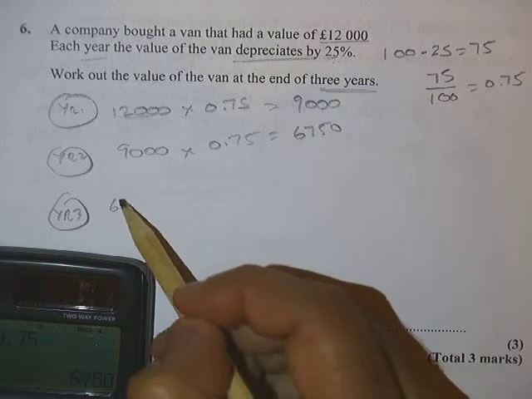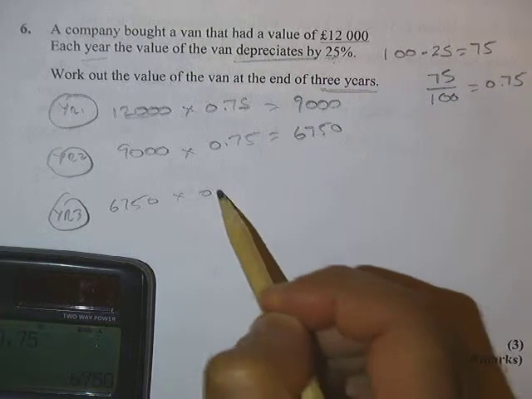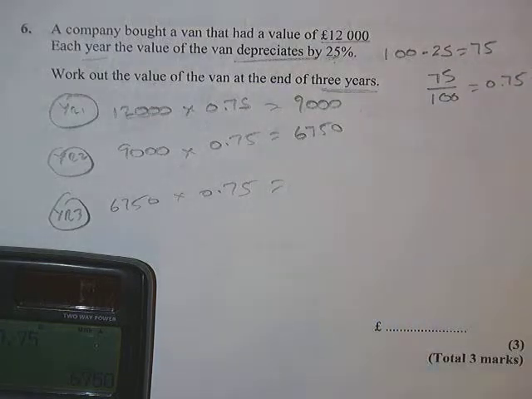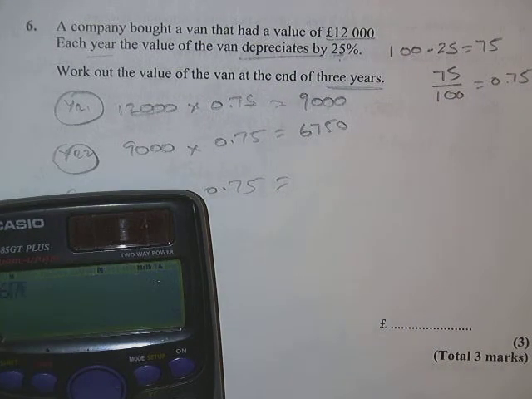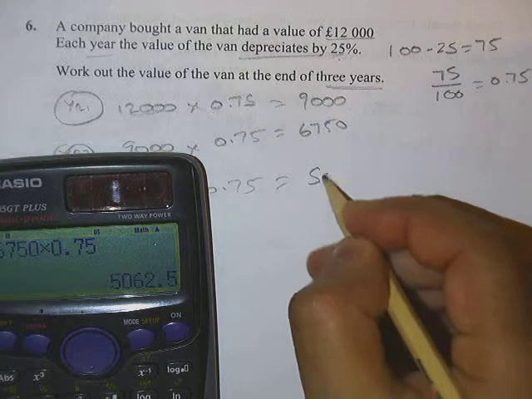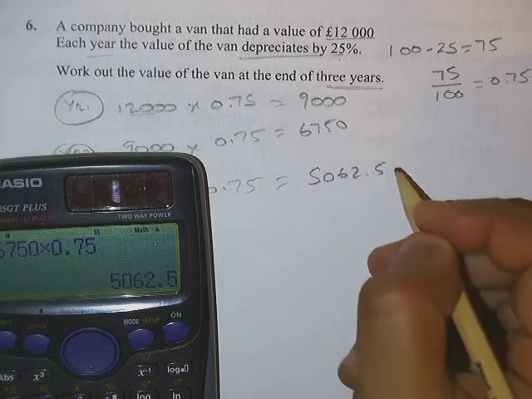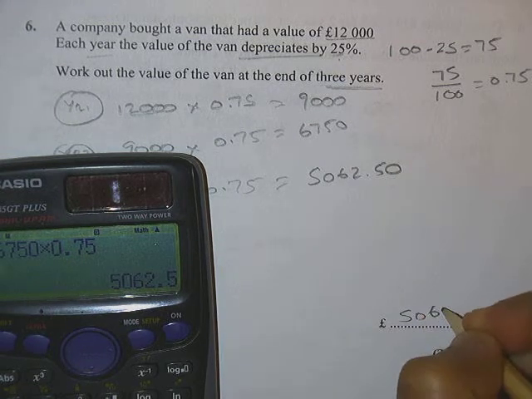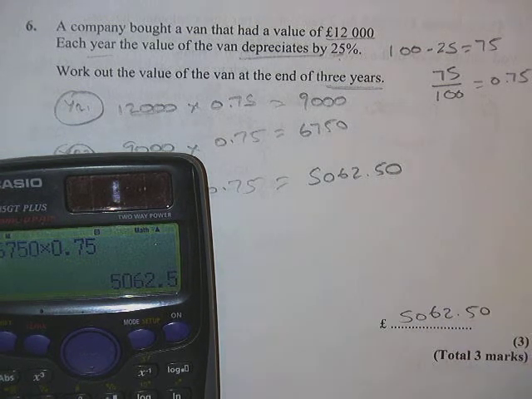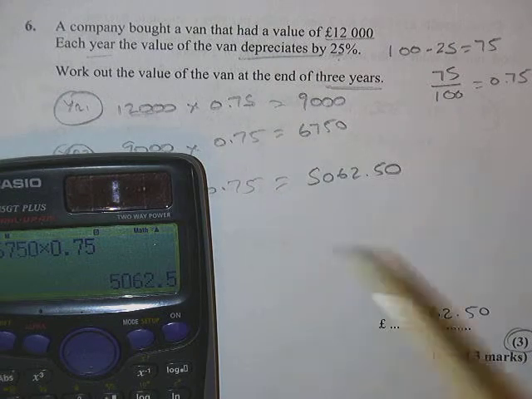So year 3, 6,750. Multiplier is not going to change. It's still 25% loss of value depreciation each year. So we do 6,750 times 0.75 equals, SD button if required. The answer we get is £5,062.50, which is going to be 50p. So we put that answer here. Now that's for full 3 box, all the working out there.